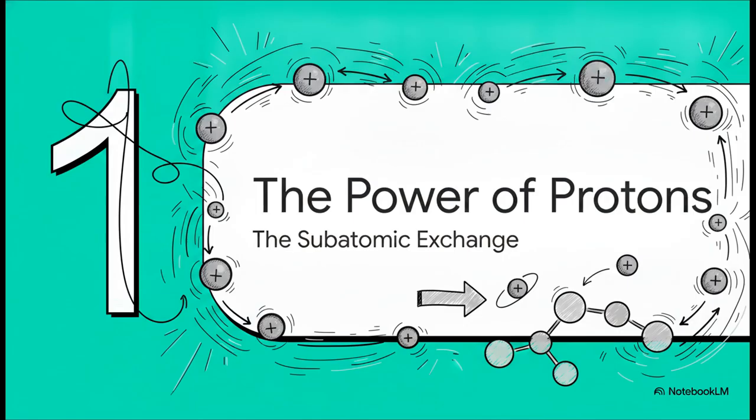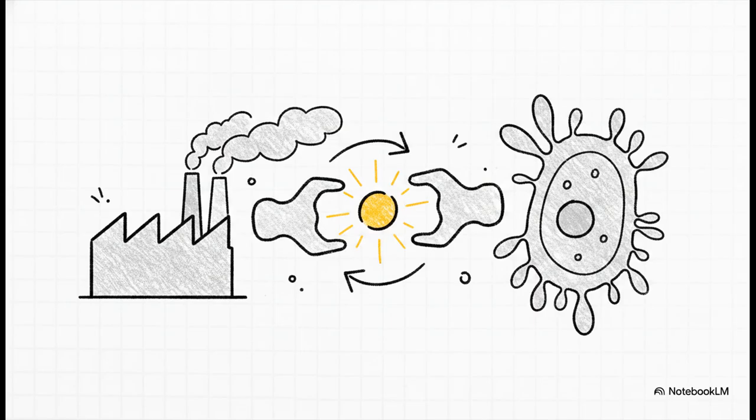All right, kicking things off with Section 1, the power of protons, and this idea of a subatomic exchange. Seriously, we've got to stop looking at chemical reactions like they're just static, dead letters printed in a textbook. Instead, try to see them as these dynamic, interactive exchanges. The absolute secret to predicting reactions really just comes down to one core question: who gives and who takes?